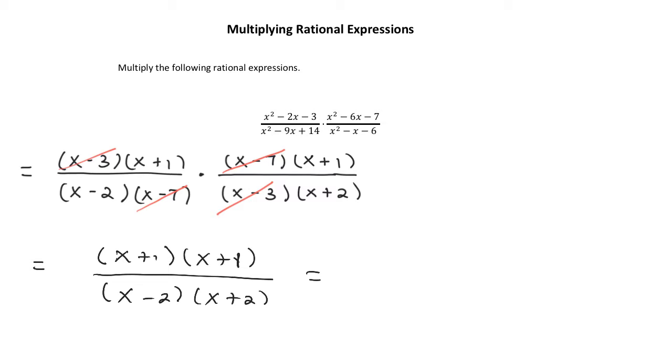I think it's completely acceptable to leave your answer like this. You could multiply them together. There would be nothing wrong with that. The answer would be x squared plus 2x plus 1 divided by x squared minus 4. But right here, that is a good answer where we've multiplied the two fractions together, but we first canceled all common factors.